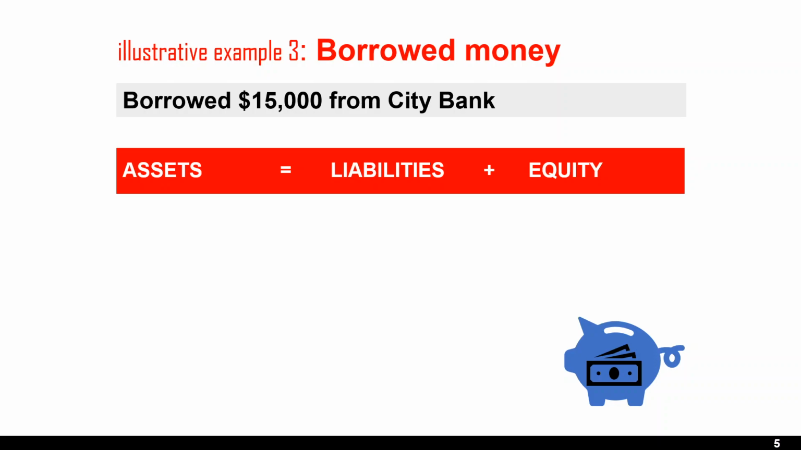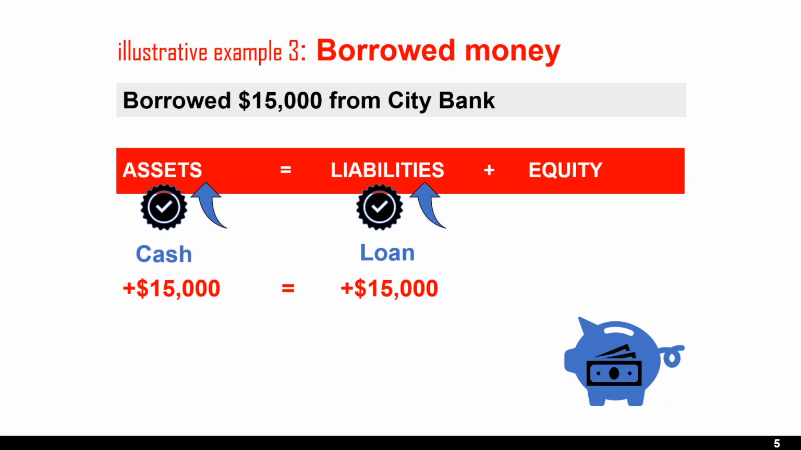It impacts on increasing the cash asset because the bank gave you money as a loan. So it also increased the obligation to repay the loan. This present obligation to transfer economic resources is recognized as a liability. So we can record the transaction as increased cash by 15,000. That means a plus 15,000 cash, and increase loan liability by plus 15,000.